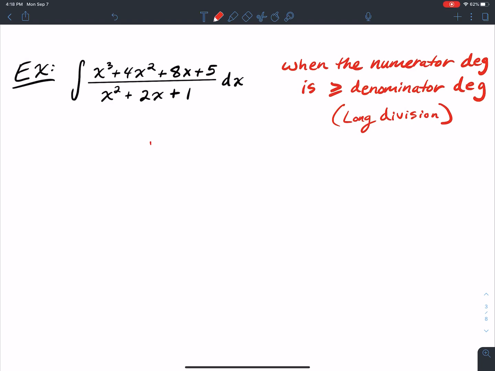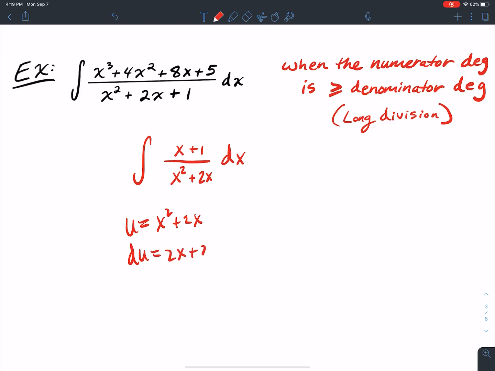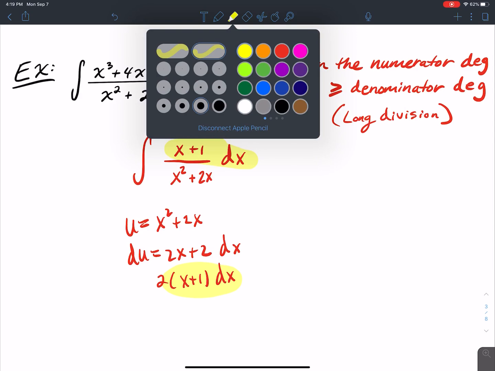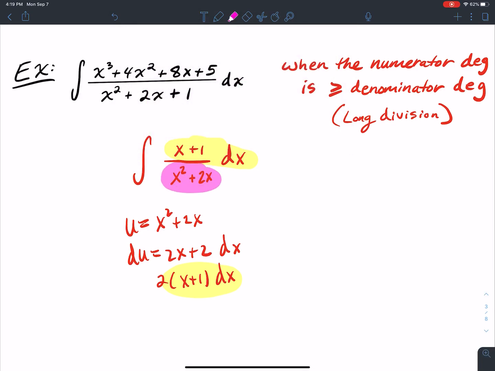So if I had something like the integral of x plus 1 over x squared plus 2x, then that's something that I could use a U-substitution for. u would be x squared plus 2x and du would equal 2x plus 2 dx, right? And I could factor a 2 out and I have x plus 1 dx going on in here. And that would cancel with this here. And then I would have my x squared plus 2x canceling out through there.